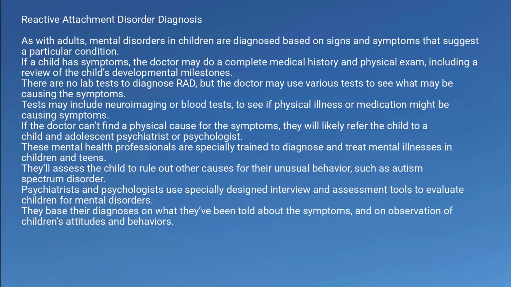If the doctor can't find a physical cause for the symptoms, they will likely refer the child to a child and adolescent psychiatrist or psychologist. These mental health professionals are specially trained to diagnose and treat mental illnesses in children and teens. They'll assess the child to rule out other causes for their unusual behavior, such as autism spectrum disorder. Psychiatrists and psychologists use specially designed interview and assessment tools to evaluate children for mental disorders. They base their diagnoses on what they've been told about the symptoms, and on observation of children's attitudes and behaviors.